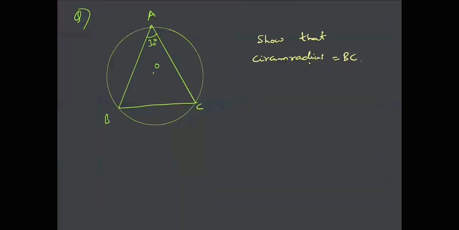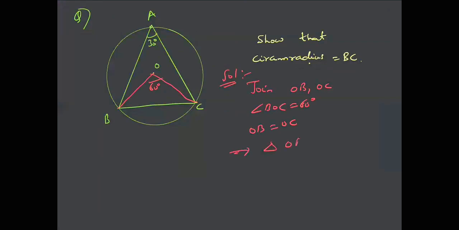Yes, so a pretty straightforward problem. Let us join BO and CO. So join OB, OC. So angle BOC is how much? 60 degrees. And since OB is equal to OC, this implies that triangle OBC is equilateral, right? So BC is equal to OB, that is the circumradius. So BC is equal to OB, which is equal to the circumradius of triangle ABC. So quickly copy it down. 10 seconds to copy it.